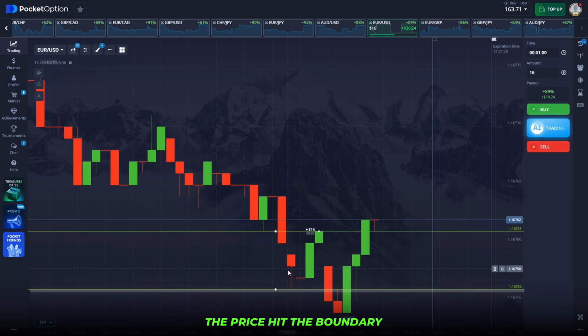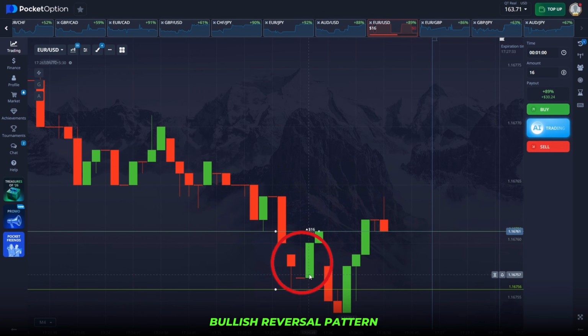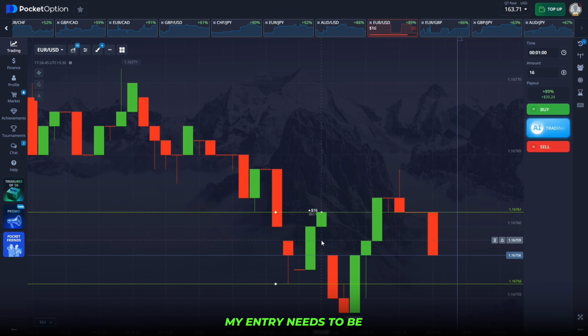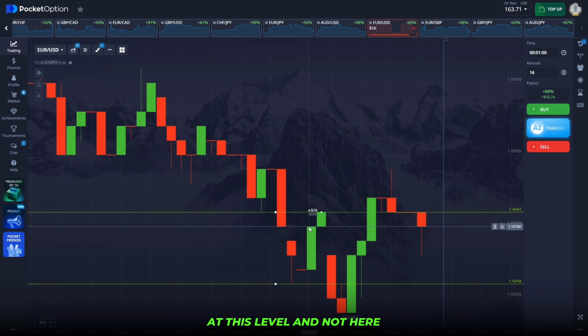the price hit the boundary and instantly formed this bullish reversal pattern. If you focus on these three candles, they are a strong bullish reversal pattern, and that's the reason I placed this trade. Although my entry level is wrong here. My entry needs to be at this level and not here.